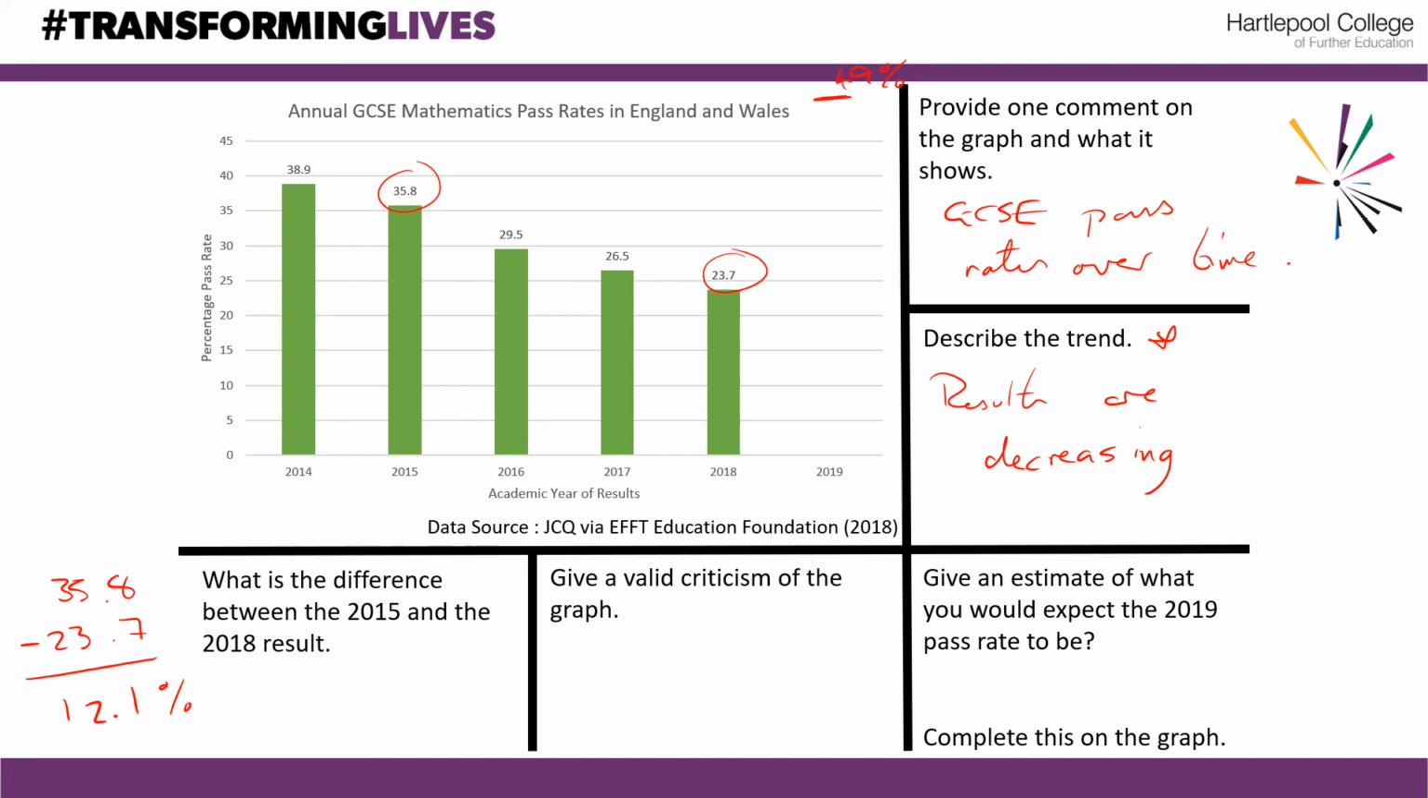Next up, give a valid criticism of the graph. Well, it's got everything it needs. It's got a title, it's got its axes clearly marked, the bars of equal width, the gaps between the bars are equally measured. It looks like a pretty good graph, but it's not considering the context. I had to explain this, and you might have got it if you knew what this bit meant. These are all FE related results. You might have at first glance mistaken that for all schools when it's not, so it doesn't explain the context.